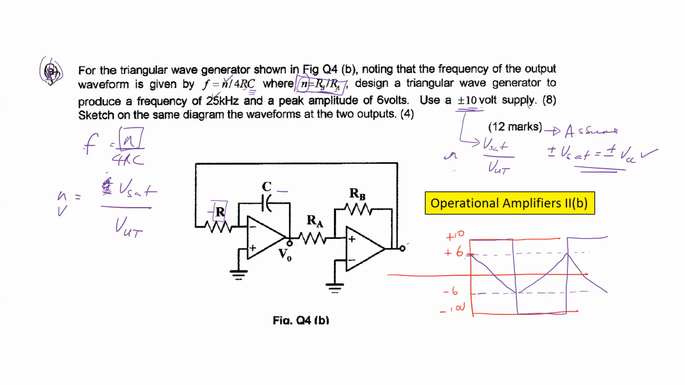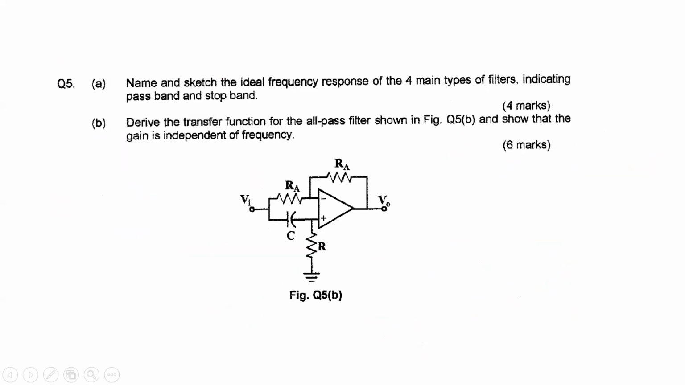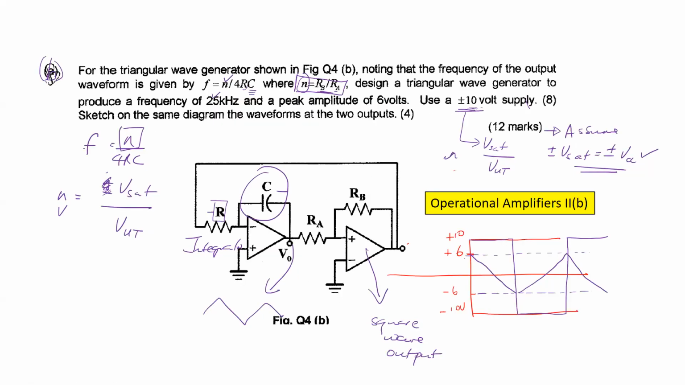Which is the second op-amp that deals with the triangular waveform, and the first one deals with the square wave? No, it's the other way around. This is the integrator here. Notice, because of the capacitor, this is the integrator here. So the output here is the triangle wave. This is the one that is giving these steps, which is the square wave. The output of the first op-amp is where the triangle wave is coming from.